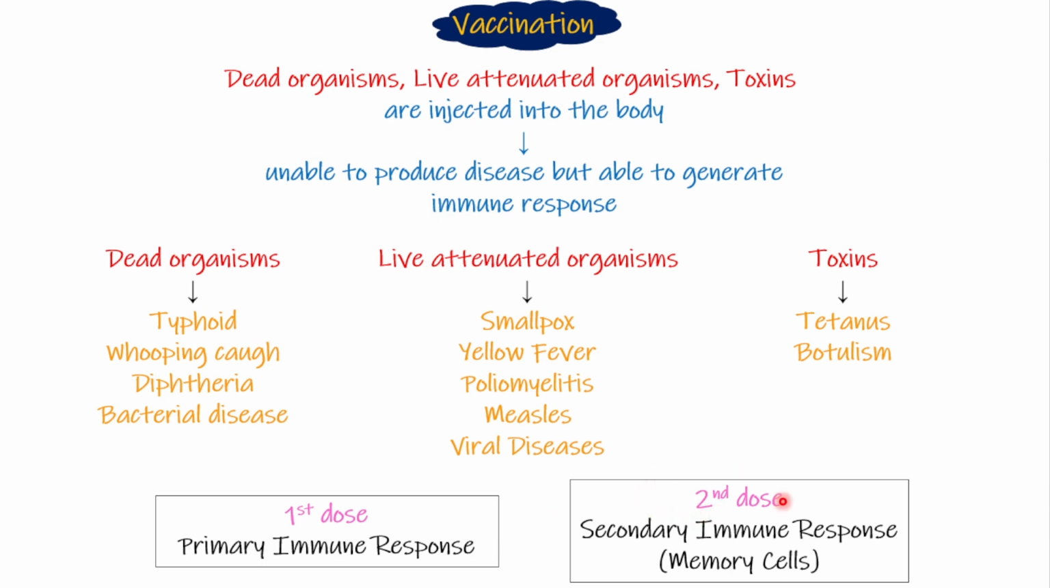Now, with the second exposure to that foreign invader, or the second dose of the vaccination, there are also memory cells. These memory cells can produce a lot of antibodies in a very fast manner, and they keep on producing the antibodies for a very long duration of time. That's why vaccinations are given in doses or in the form of boosters. Because we want to generate the secondary immune response, which is way stronger, lasts for a longer duration, and comes very quickly. And this is all because of the memory cells.